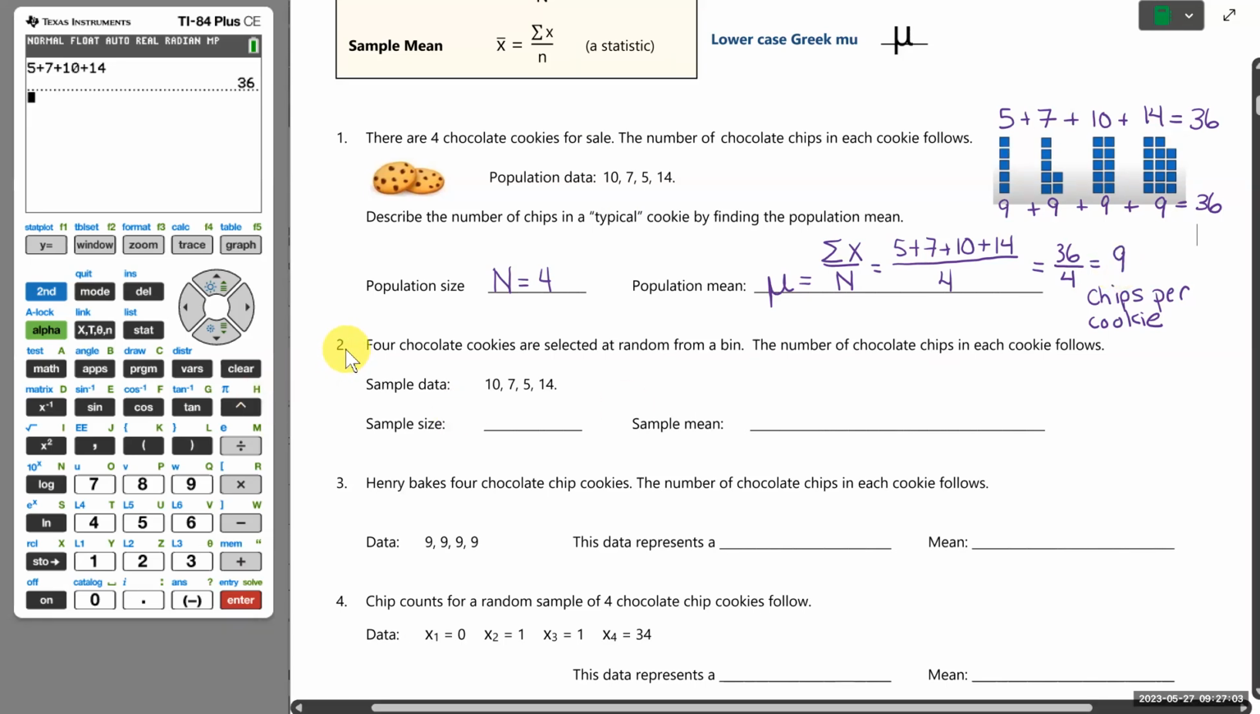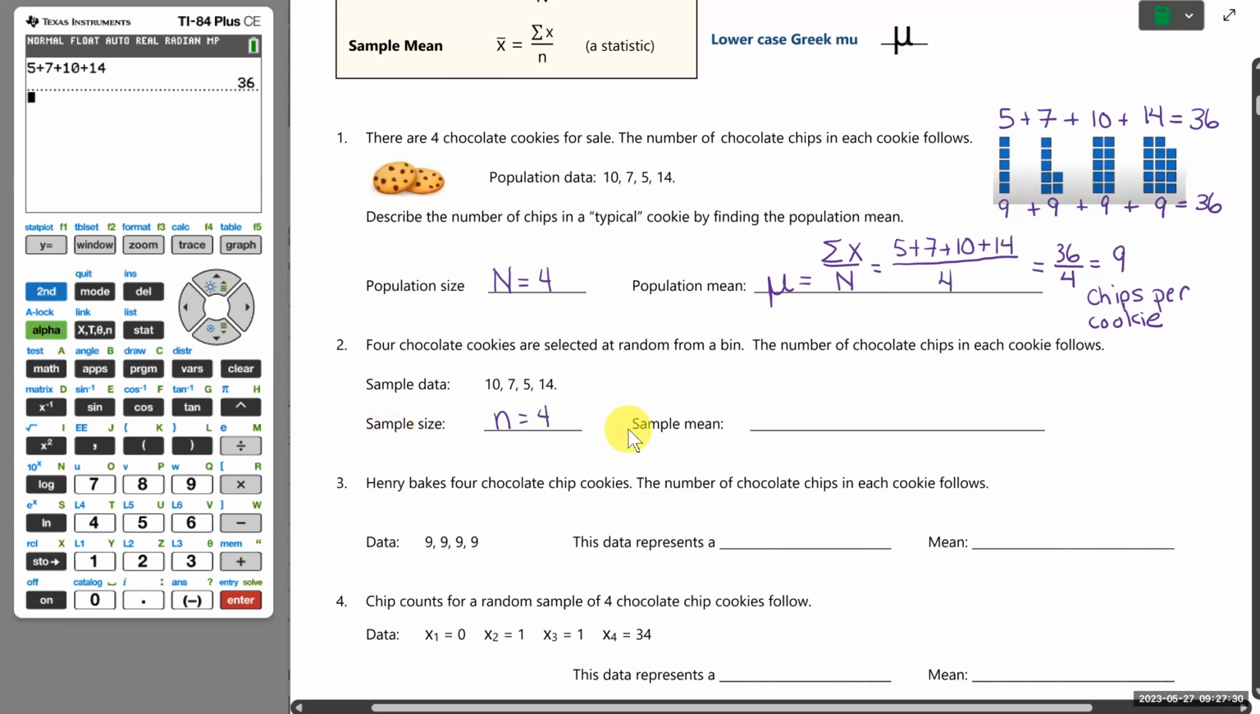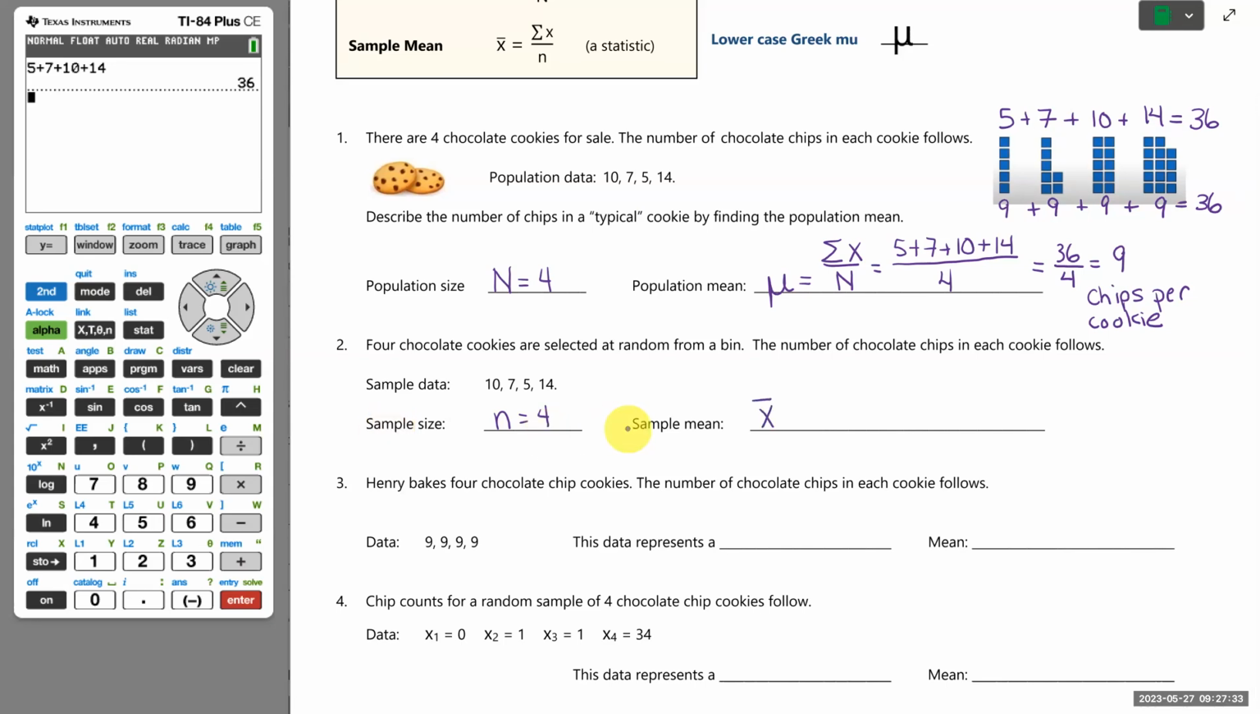Now it says 4 cookies are selected at random from a bin. So now they're not picking all the cookies because it says they're selecting some. So we're going to be looking at sample data, but the values here are actually the same as above. It's just symbols that are going to change. So if it's a sample size, it's lowercase n. There's still 4 cookies. And the sample mean is the symbol X bar. So we would still add up all those data values. And then we would divide by, now it would be lowercase n for sample size.